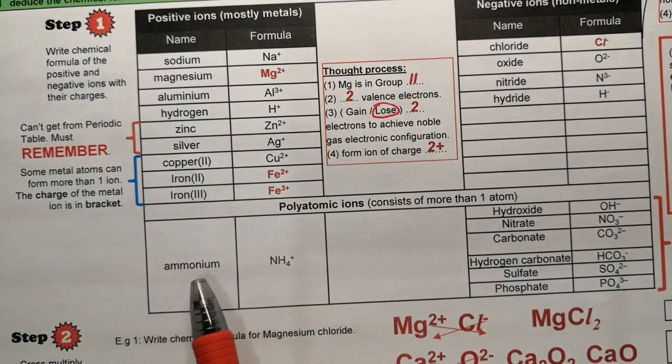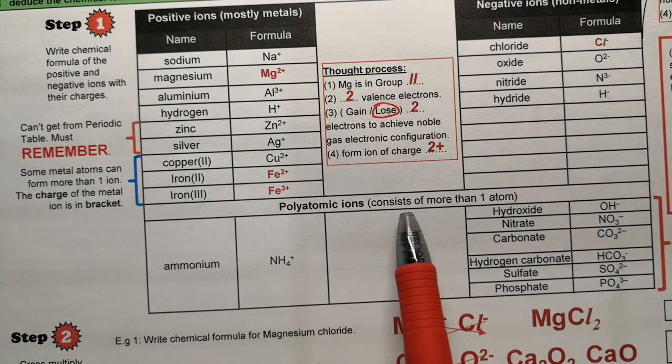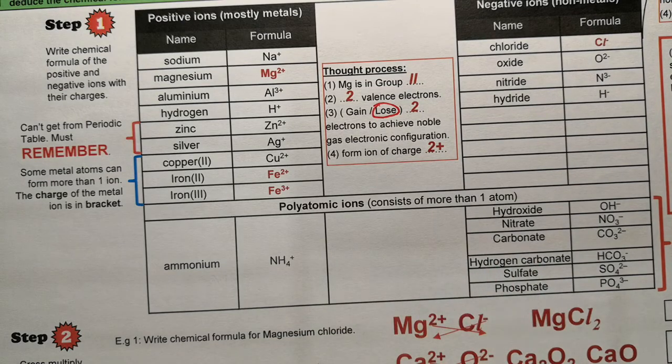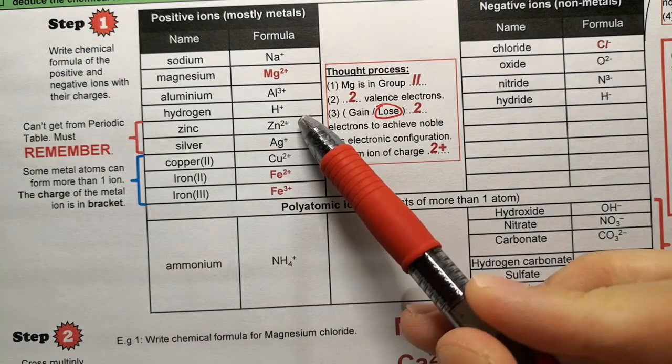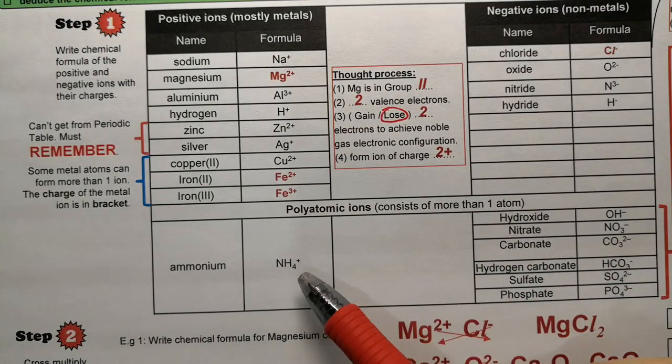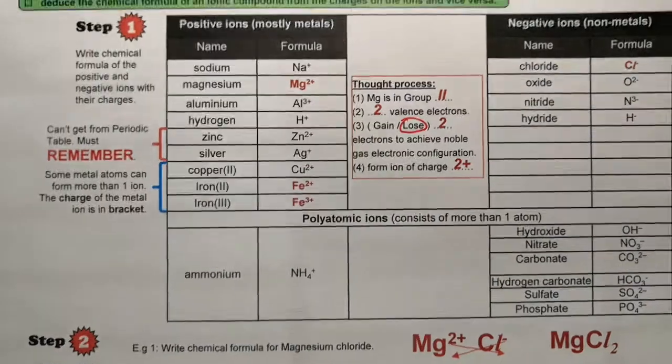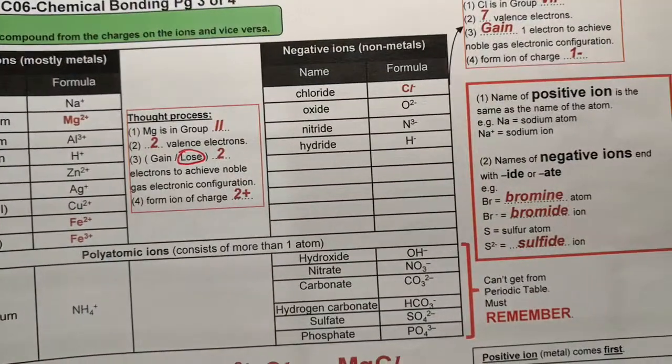Okay, ammonium. This one cannot be found in the periodic table. This is called a polyatomic ion. Polyatomic means consists of more than one atom. So ammonium ion, you must remember NH4+. So for the positive ions, you need to remember zinc ion, silver ion, as well as ammonium ion. The formula, you have to memorize.